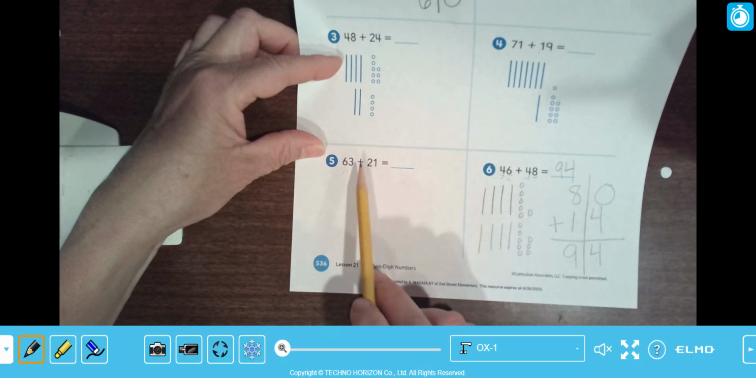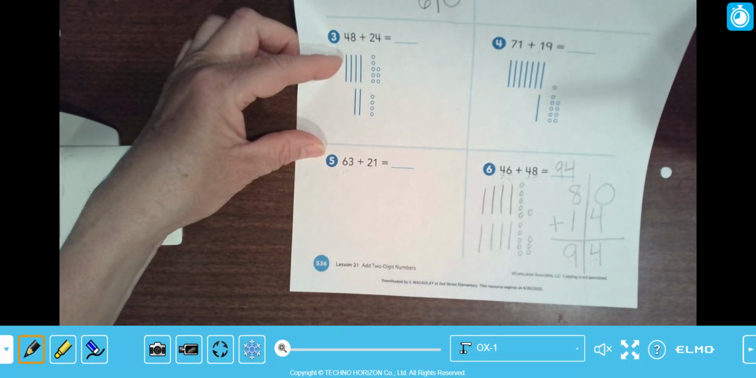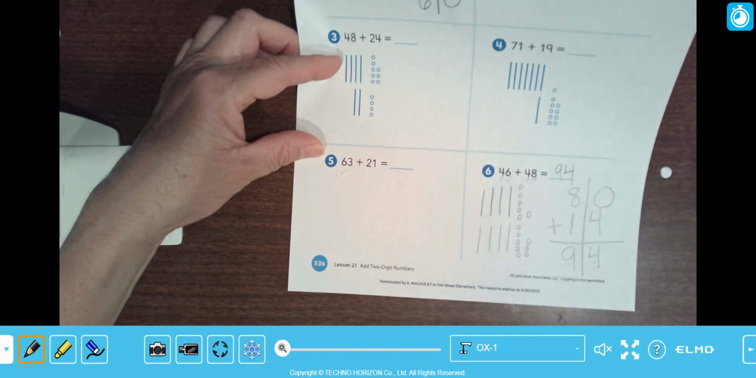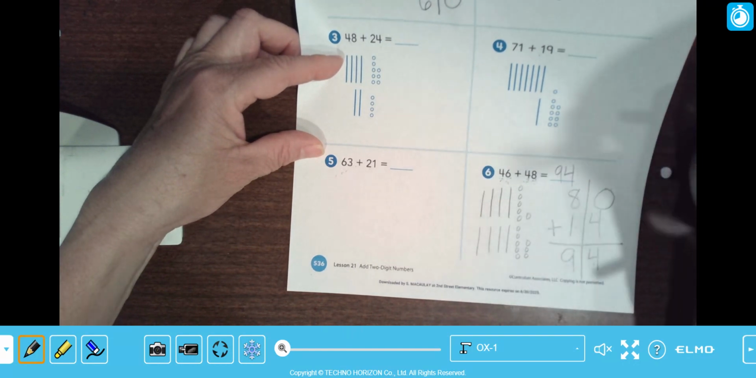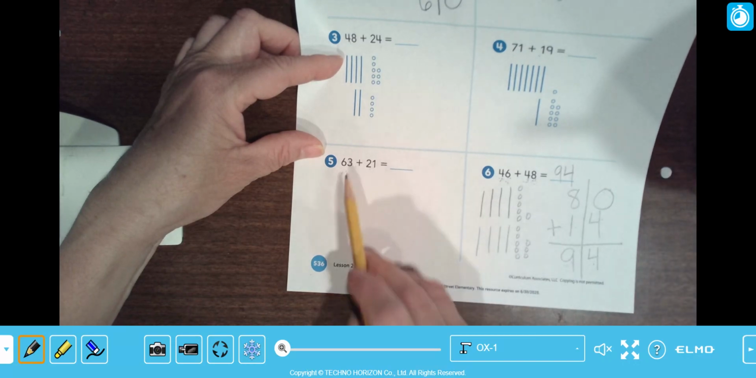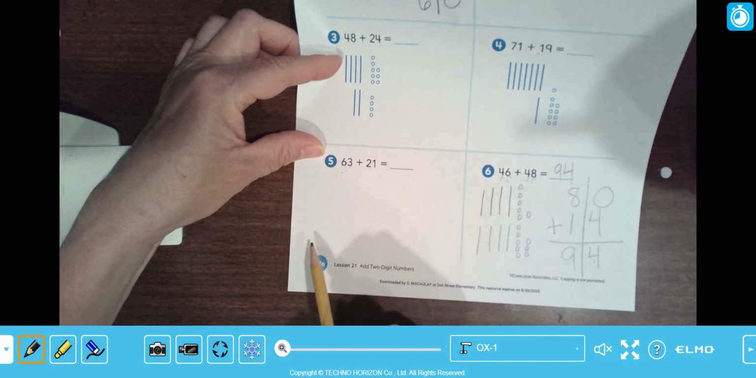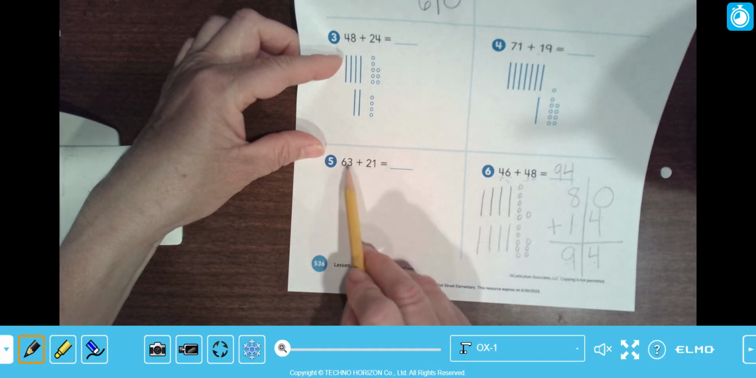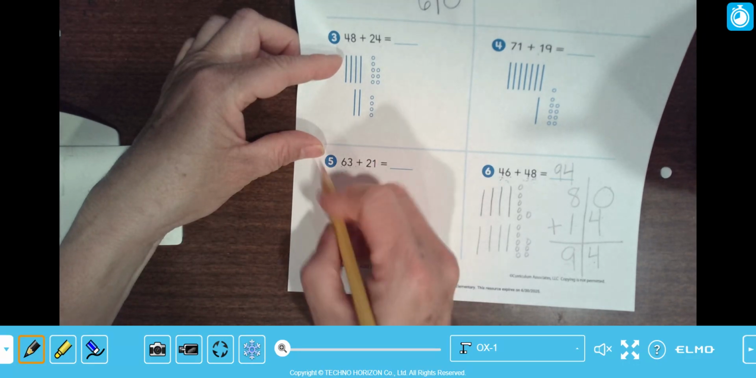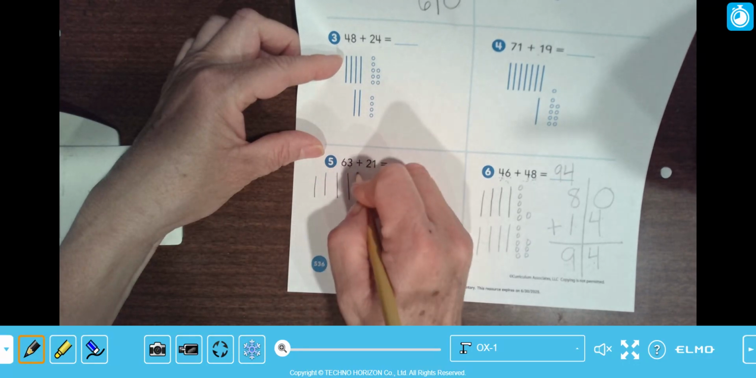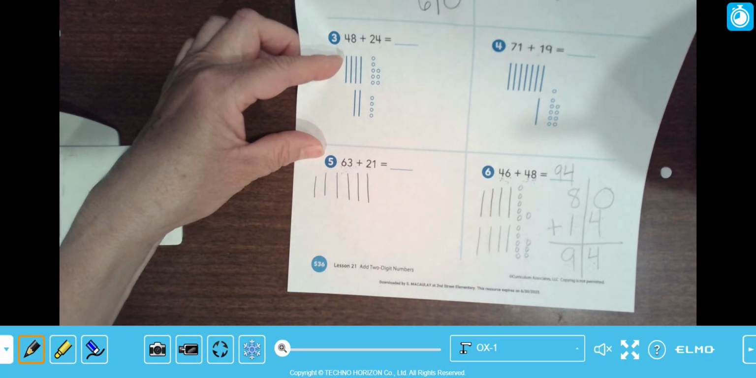63 plus 21. What do we do first? We're going to draw 63 first, okay? How many tens in 63? 6 tens. So let's draw 6 tens. 1, 2, 3, 4, 5, 6. Go ahead and draw 6 tens.